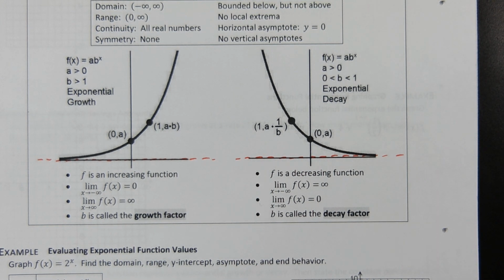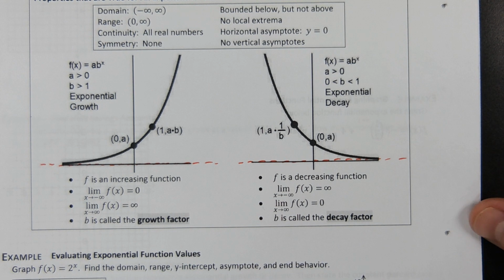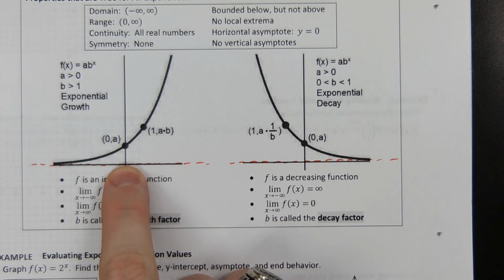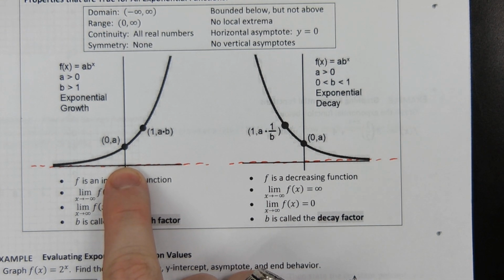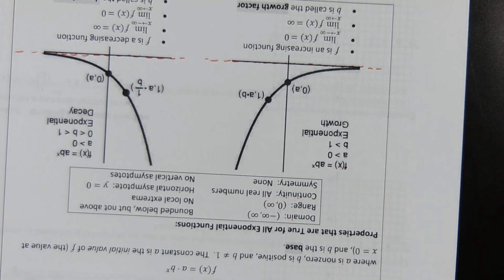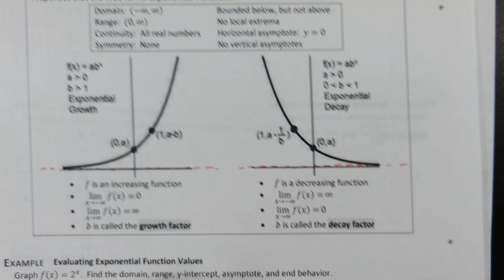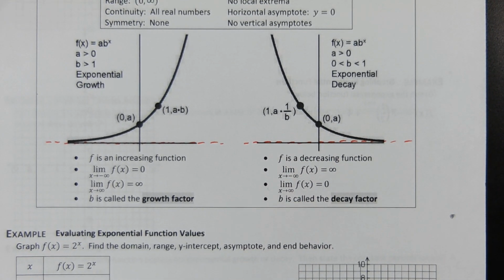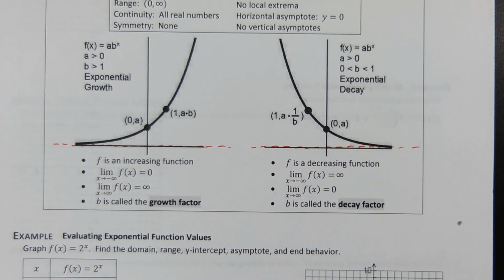Sir? What does it mean whenever it says bounded below? Bounded below means there's essentially a floor that it doesn't go through. And bounded above would mean a ceiling it doesn't go through. So if I reflect this thing upside down, now they're bounded above. Okay? And then to just say bounded means above and below, but that doesn't happen to exponentials.